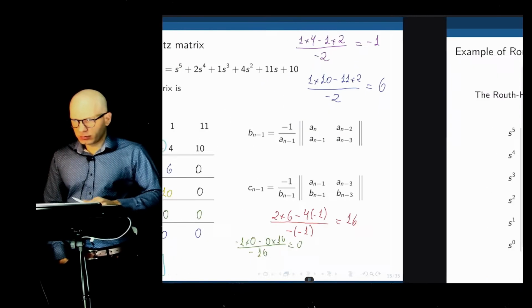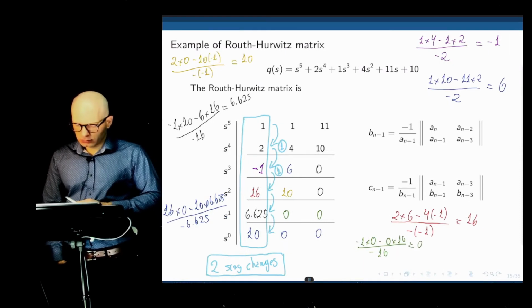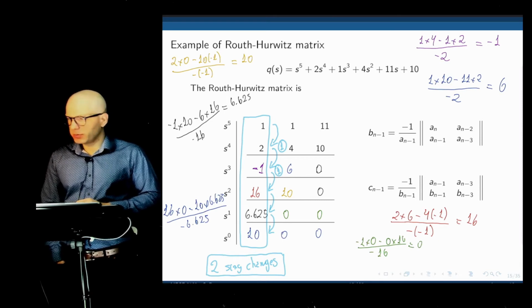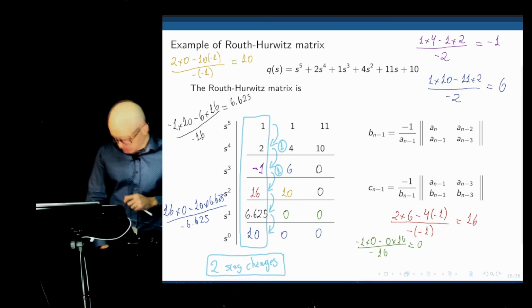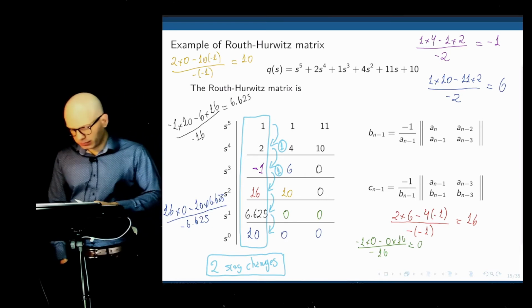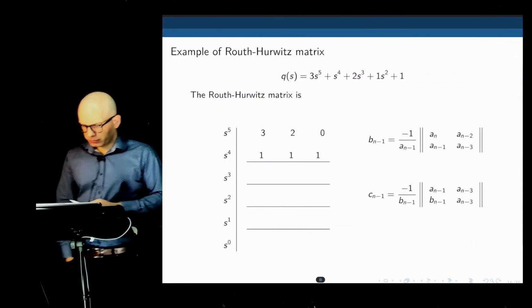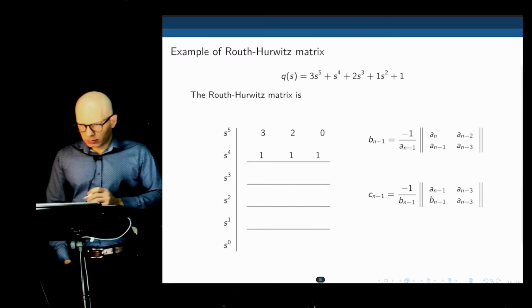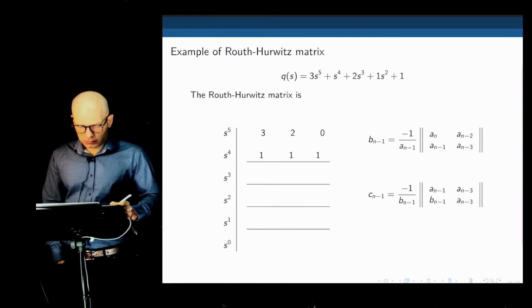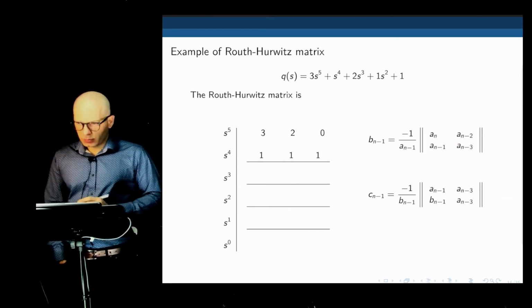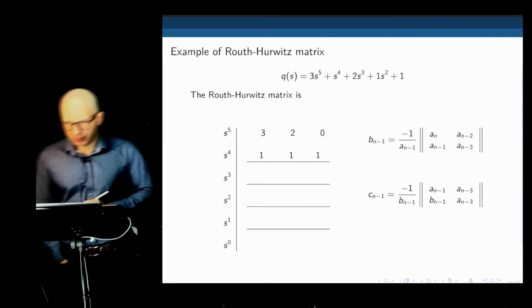So in case the system is stable, there's no sign change in the first column, right? Which can be achieved by having either all positive or all negative numbers. There is a case if there is a 0, which we'll deal with later.